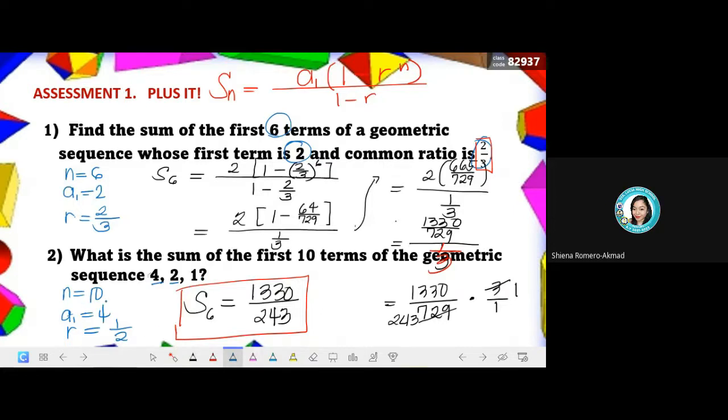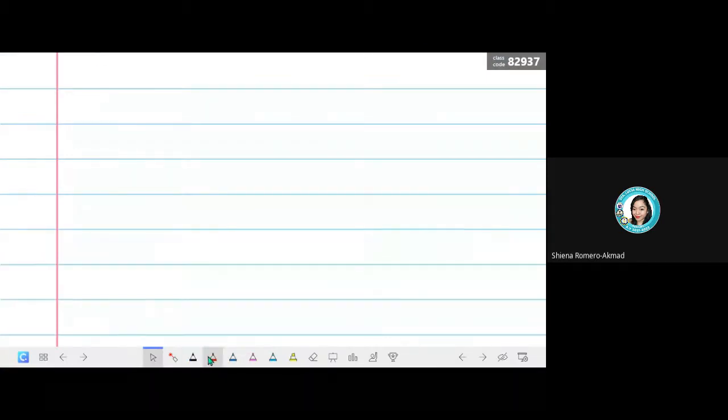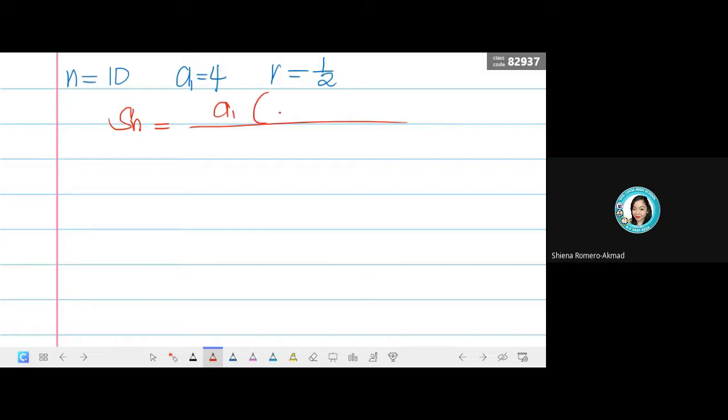So, n is 10. First term is 4. Ratio is 1 half. Substitute these in the formula, which is S sub n is equal to the first term times 1 minus r raised to n divided by 1 minus r.